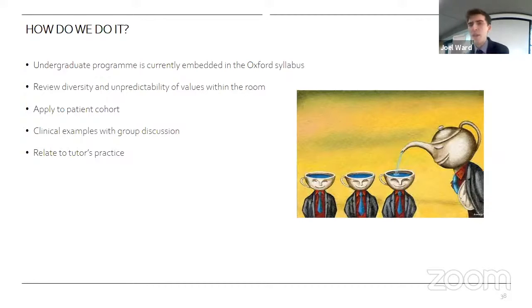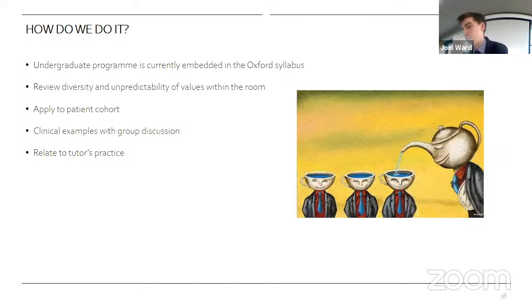The first thing that we do is we review the diversity and unpredictability of values within the room. You have to remember that the students themselves are all studying the same course at the same university, and hence hold the same goals theoretically of becoming doctors. So in theory, they would not realize that they have such a diversity of values. Then we ask them to apply that to their patient cohort, which is exponentially more diverse. We relate it to clinical examples, and we have a group discussion for each one, and they tend to enjoy that bit. And then we try and incorporate the tutor's practice into it.